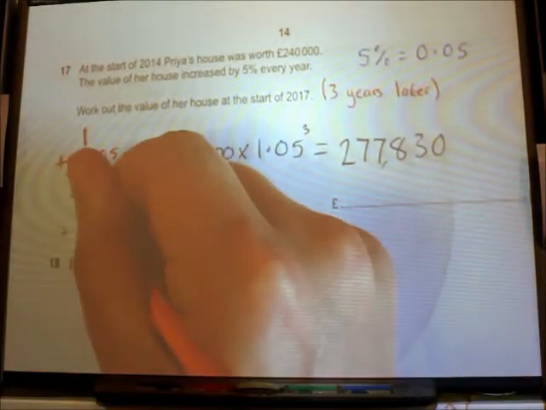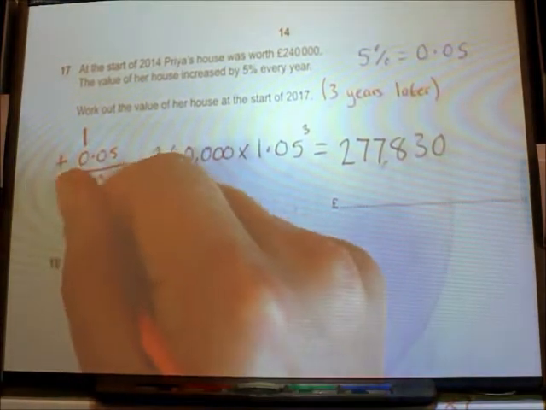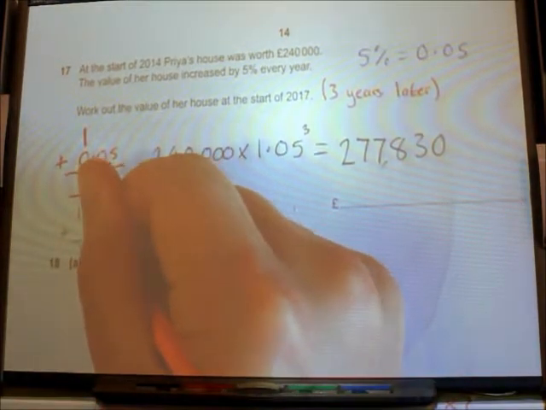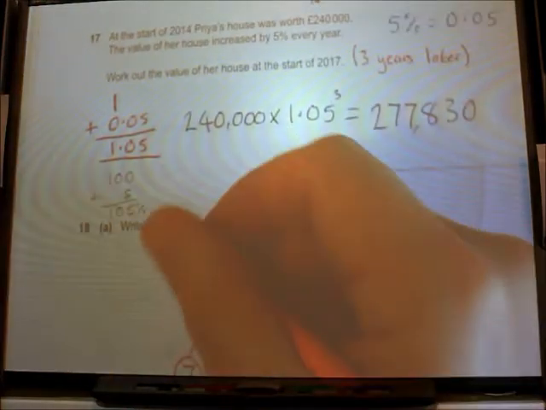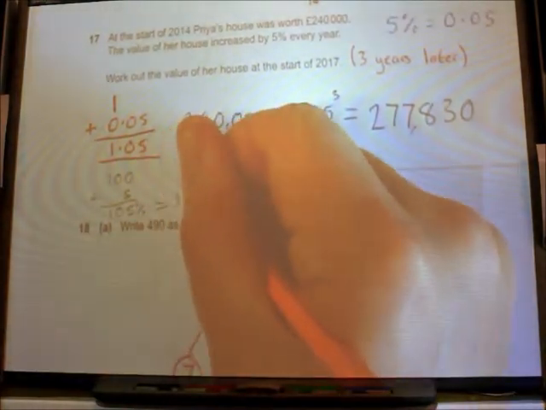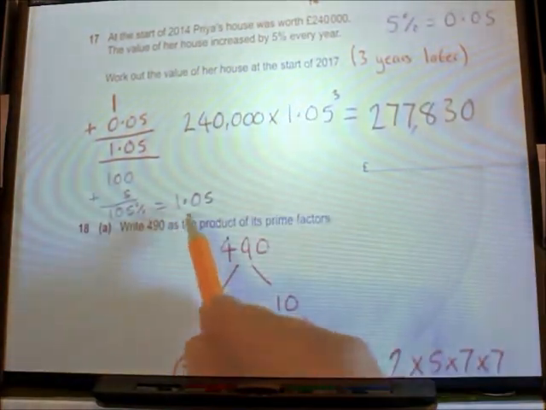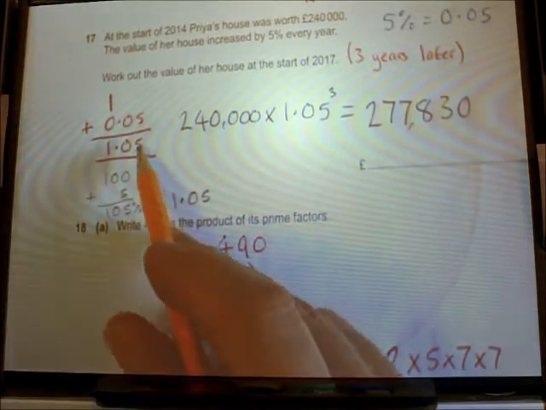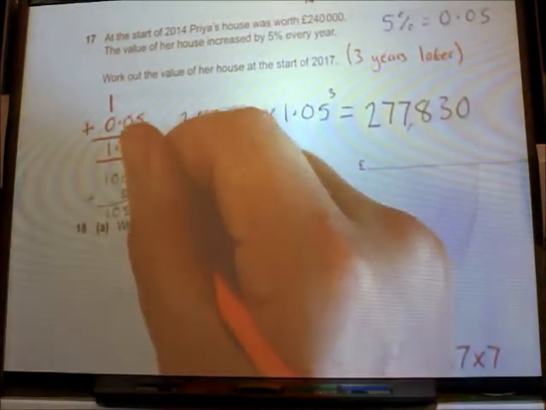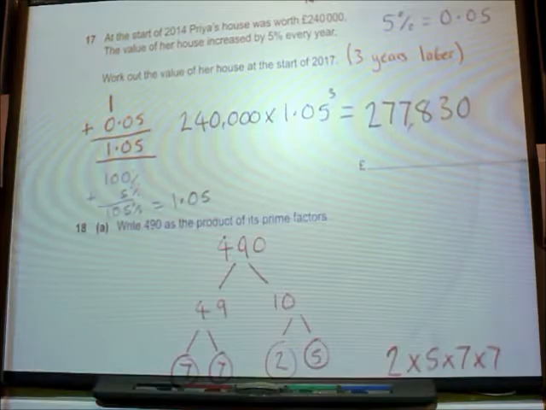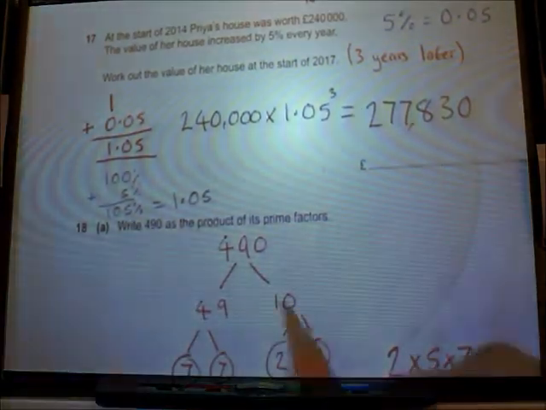Another way of doing this bit, and some people like to do it, is they do 100% and they add on 5%. So that gives you 105%, and then they convert that to a decimal, which is 1.05. Obviously, your multiplier you're getting is the same as the method I've used. So there are 2 ways of doing that question.